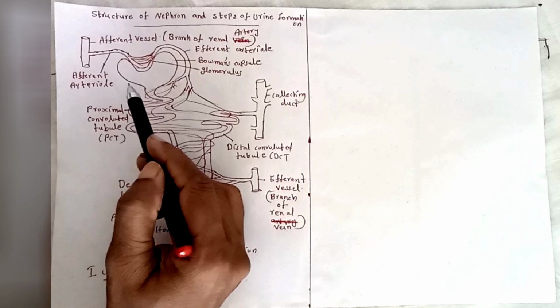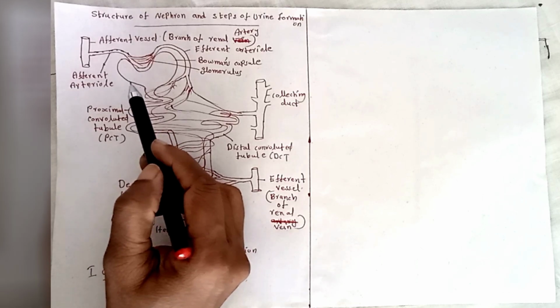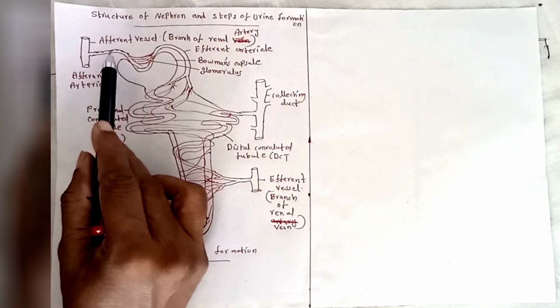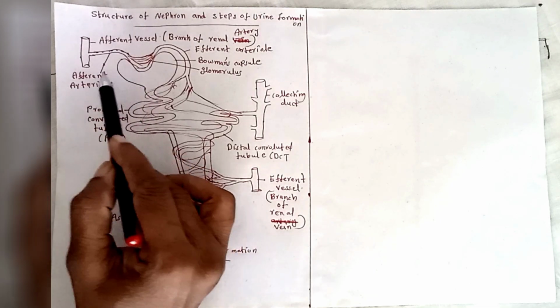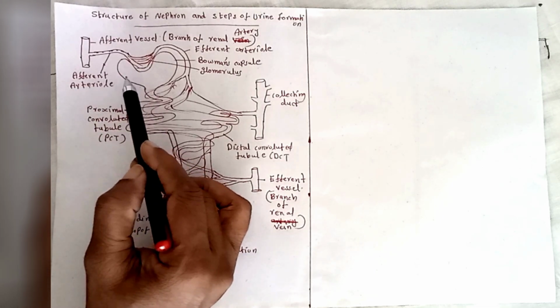Each glomerular capillary receives blood flow under high pressure through a branch of the renal artery, that is the afferent vessel. Here pressure filtration occurs.